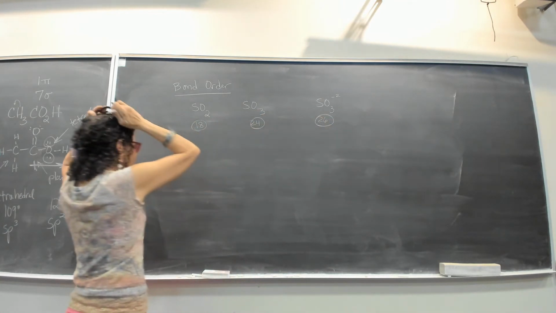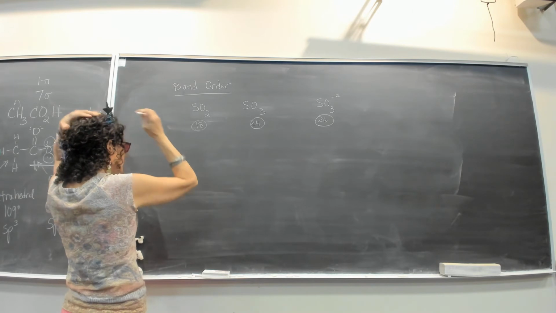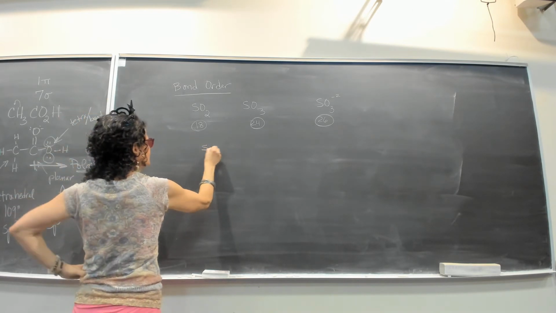Those are my electrons. My tiara keeps falling off. My head is too big for itself, apparently.